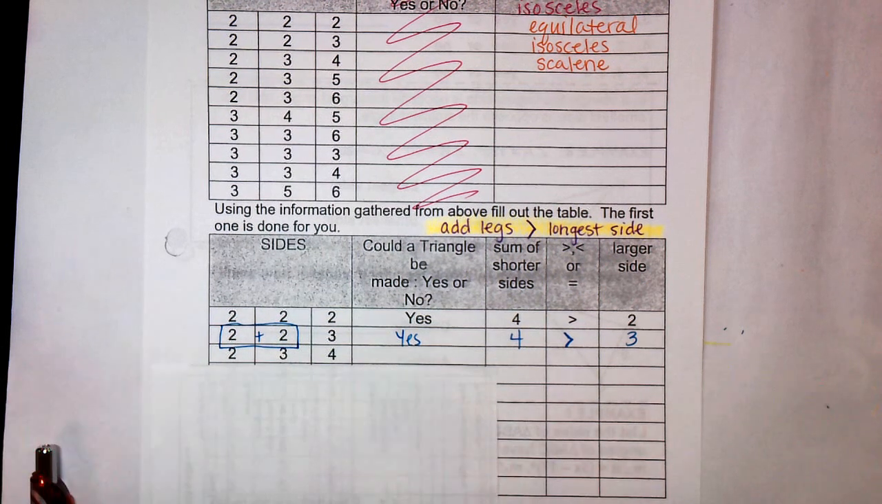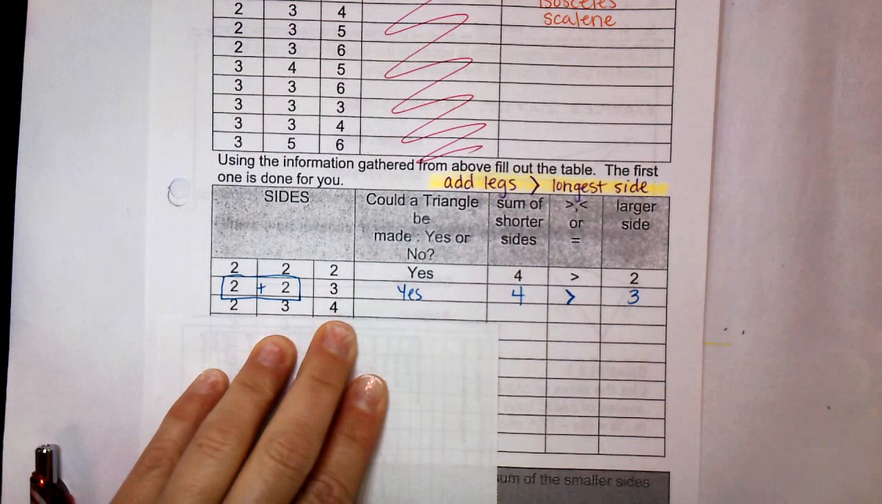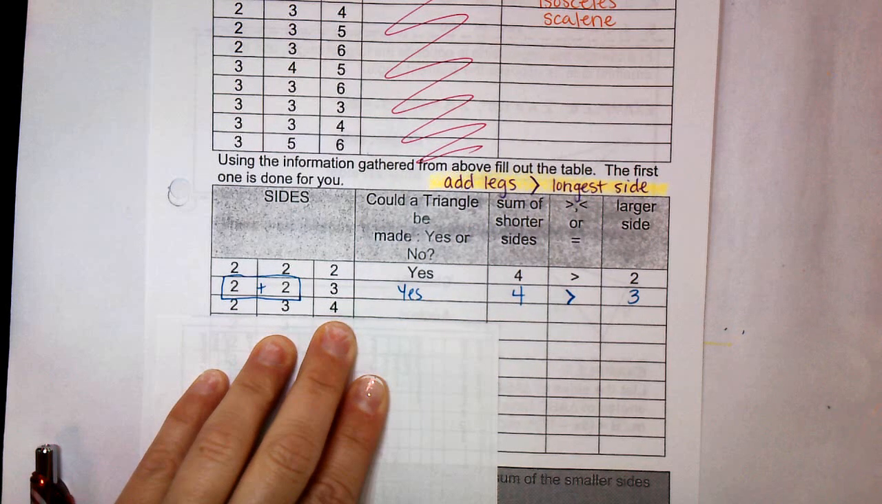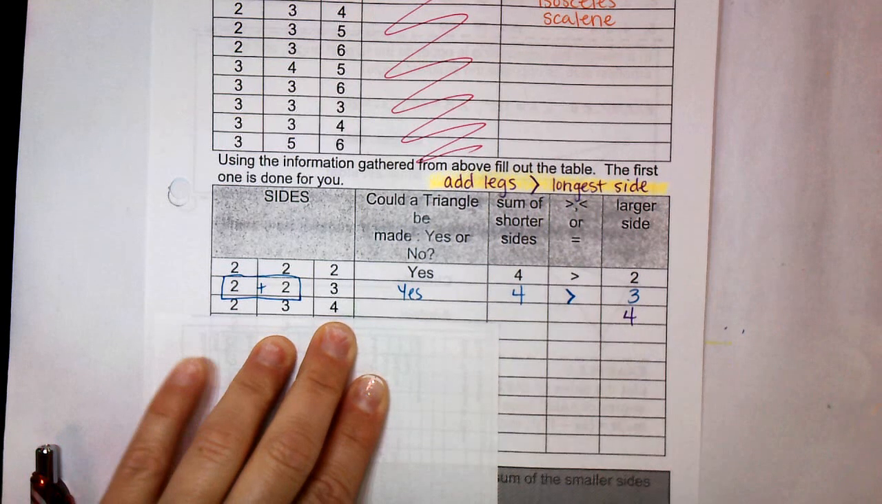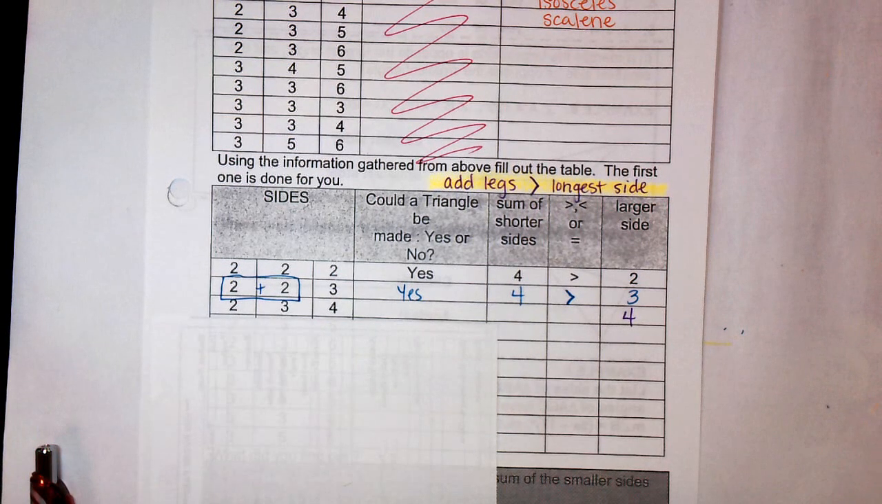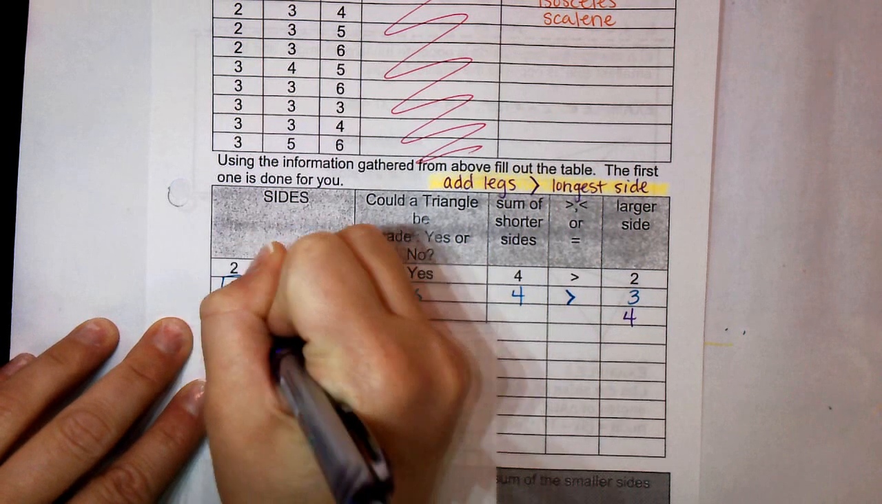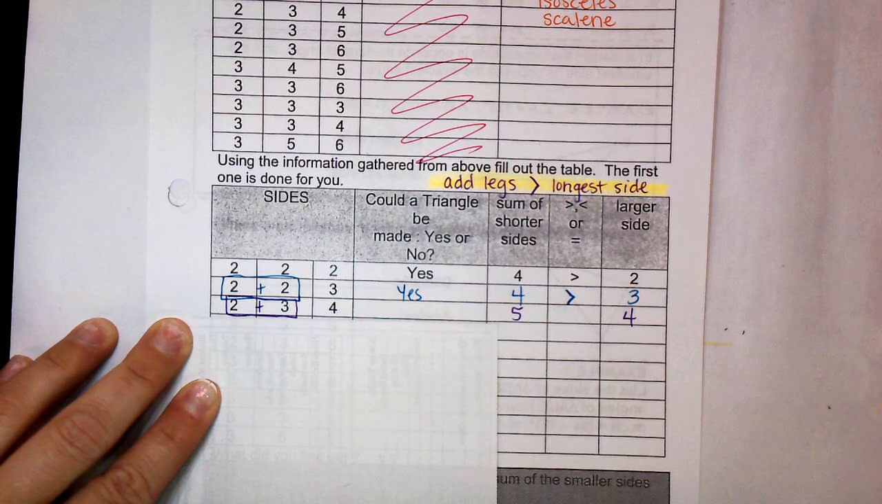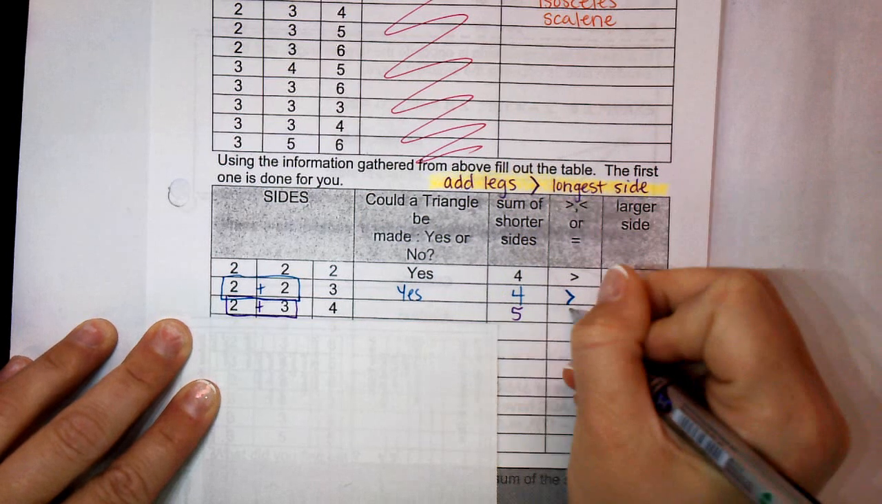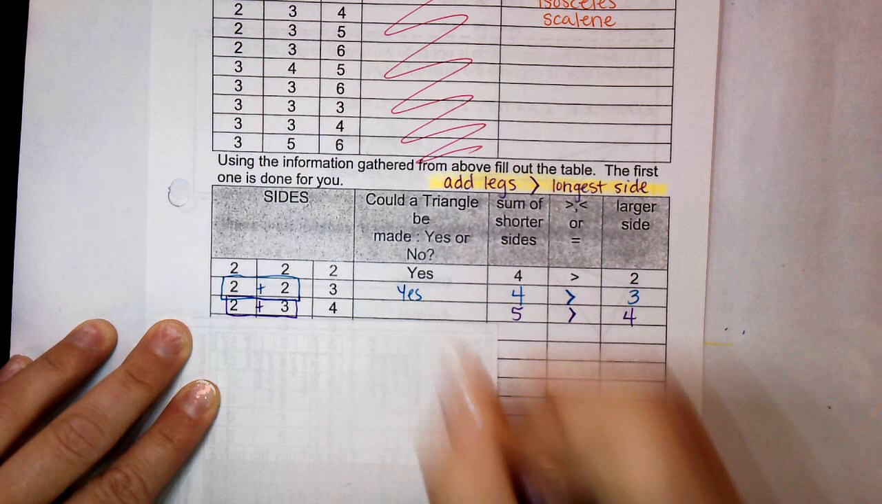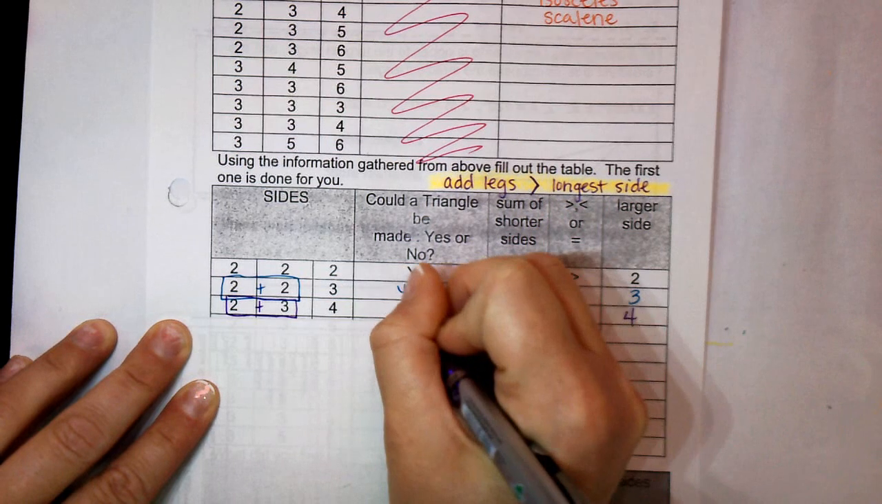Okay, my next one. If you have an issue with the longest side, I would start with the longest side, right? 2, 3, and 4. 4 is the biggest, so it goes in the last column. And then that means I'm adding 2 plus 3. So 5 goes in the first column. Greater than, less than, or equal to 4? Greater than. So yes, I have a triangle.